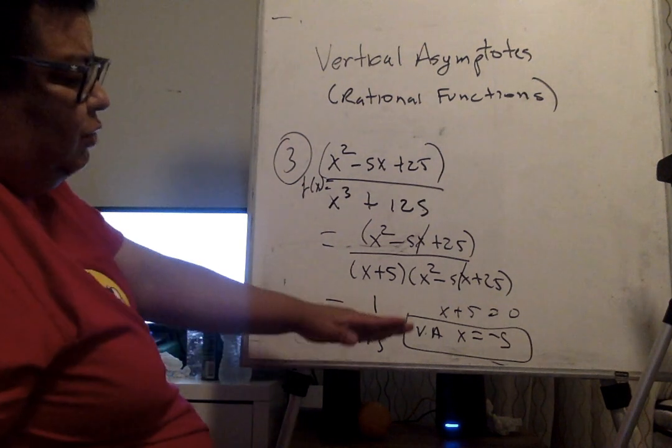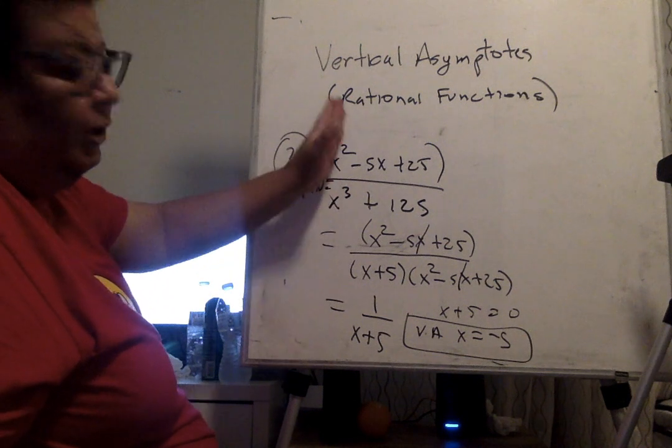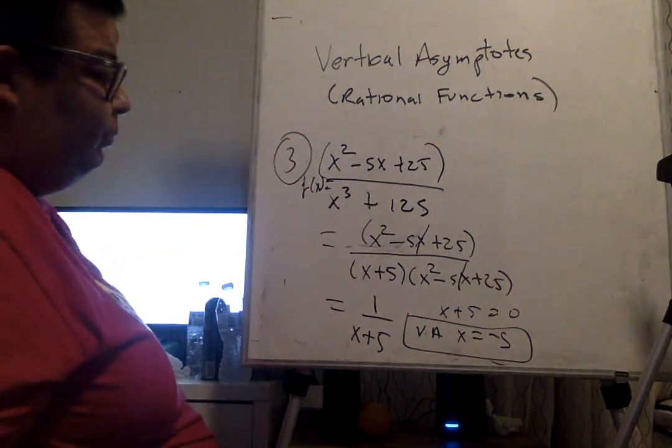Another way you can check this one is by graphing it and looking that you have an actual vertical asymptote.